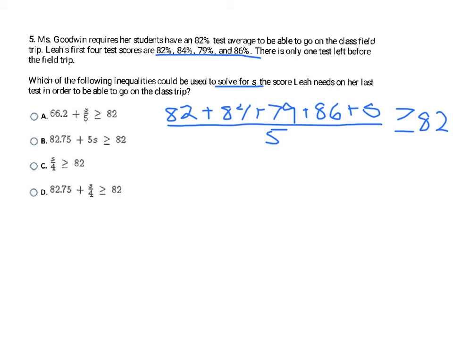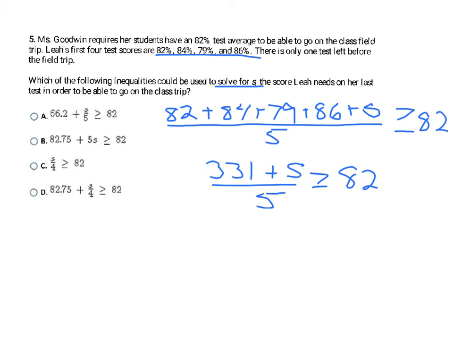And so what I'm going to do now is I'm just going to simplify it as much as I can to see which one it's going to match over here. So I'm going to add up these 4 numbers, and when I add up those 4 numbers, I get 331. And then everything else stays the same. I have my plus S divided by 5 less than or equal to 82.